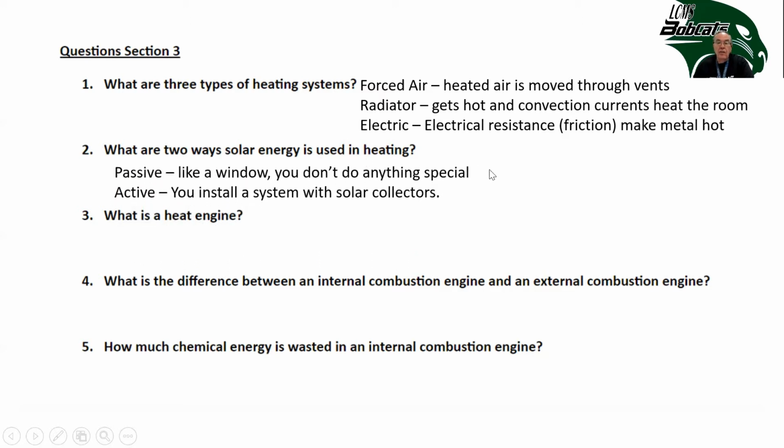Two ways that solar energy can be used in heating. There's passive, which is just the way you face the house when you decide to build it. You put windows so the sun shines through on one side of the house. That helps warm it up. Active heating is when you actually install solar collectors, and that's why it's called active, because you actually built something to go collect the heat.